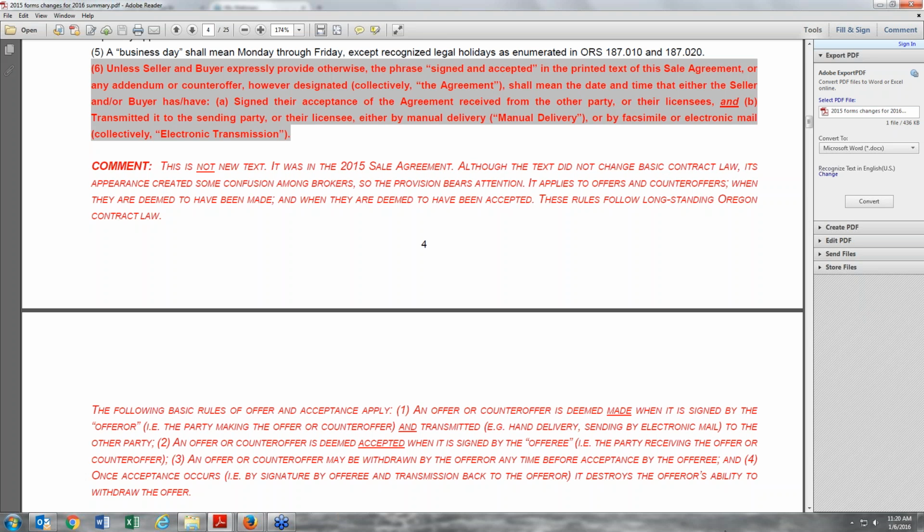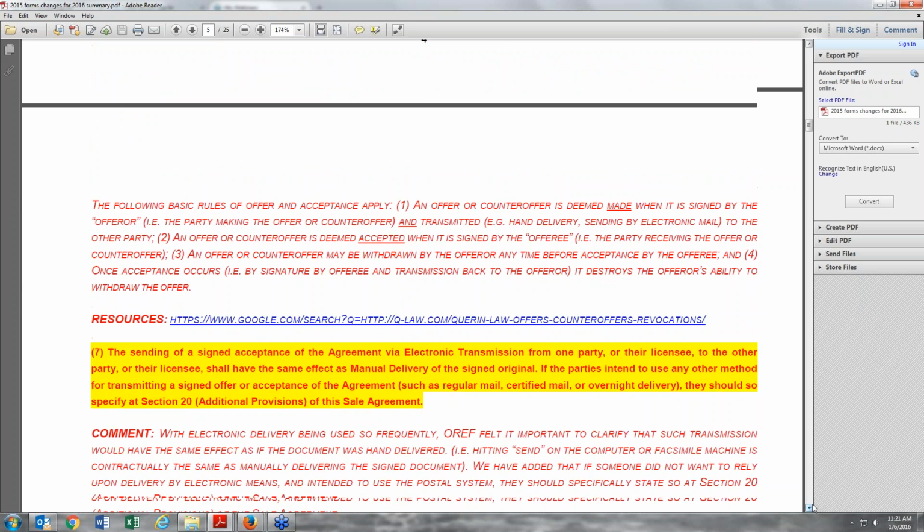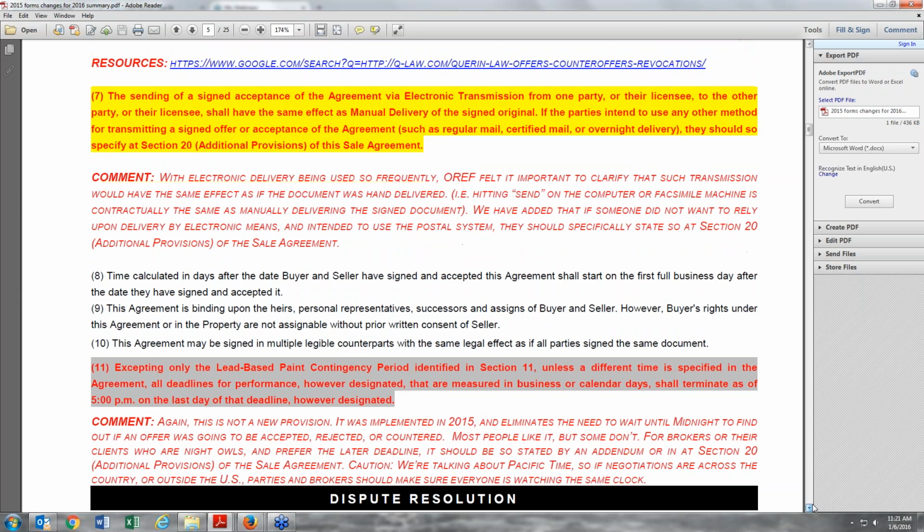And let's see. I guess I've got a resource here. One of the resources is on my own website, q-law.com, which talks about offers and counteroffers and revocations and addresses all of that.